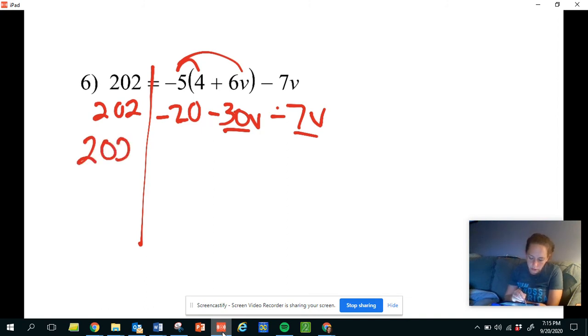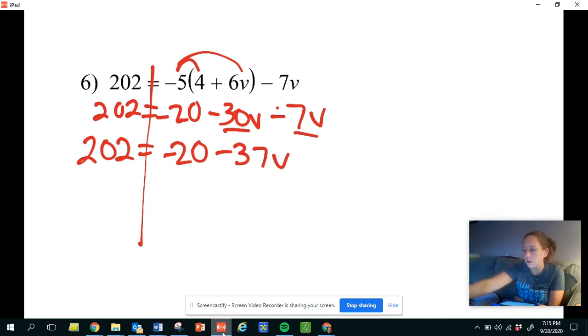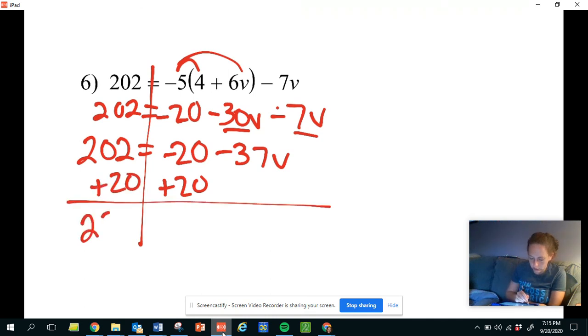So I have 202 equals negative 20 minus 37v. Now that everything's simplified, I can solve. I'm going to add 20 to both sides to start. So I'm going to get 222 equals negative 37v.